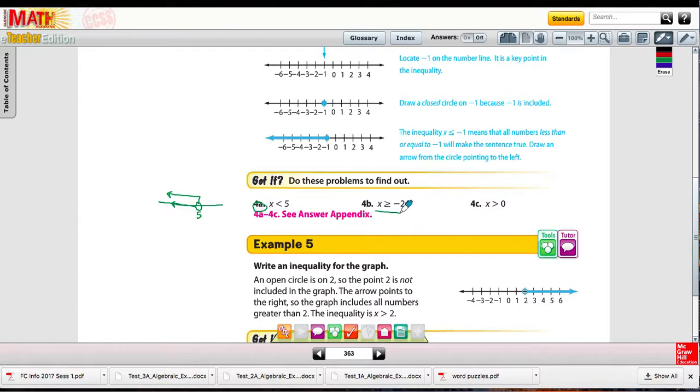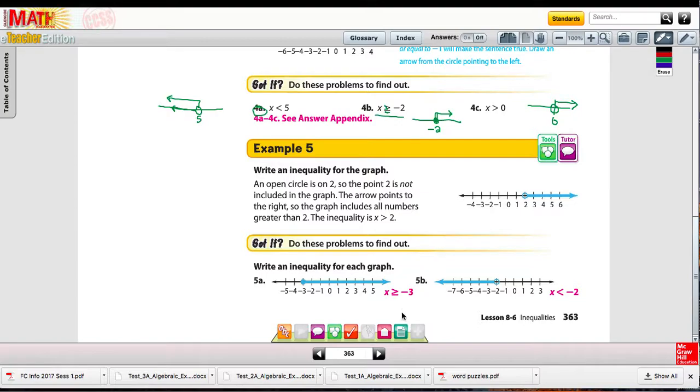For x is greater than or equal to -2, find that -2 on your number line. Fill in the dot because x could be greater than or equal to, and greater than is going to be to the right. And finally, x is greater than 0. There's 0. It's going to be an open circle, and then any number to the right will work. Make sure you fill those in on your graphs on your note sheet.